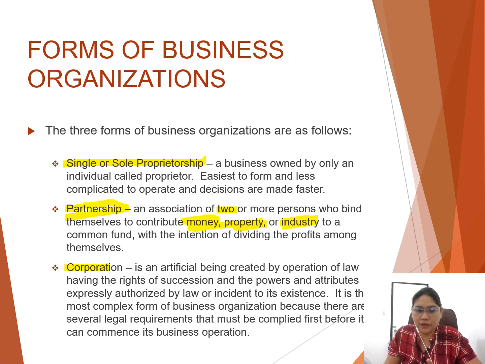Okay, the last one is corporation. So, ano ba ang corporation? So, sabi, it is an artificial being. When we say artificial being, it is not a human being, but it is considered as a being. Anong ibig sabihin? Ibig sabihin, it can sue and be sued. Pwede siyang magdemanda, pwede rin siyang idemanda. Pwede siyang mag-enter into a contract. Pwede siyang bumili, pwede siyang mag-acquire. Because it is considered as an artificial being, yung corporation.